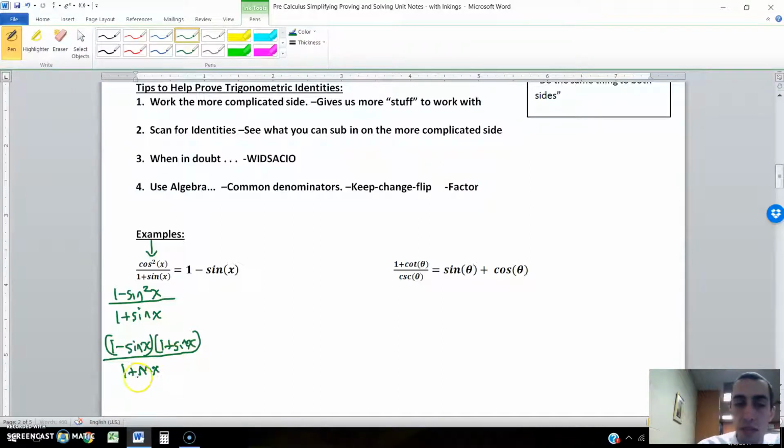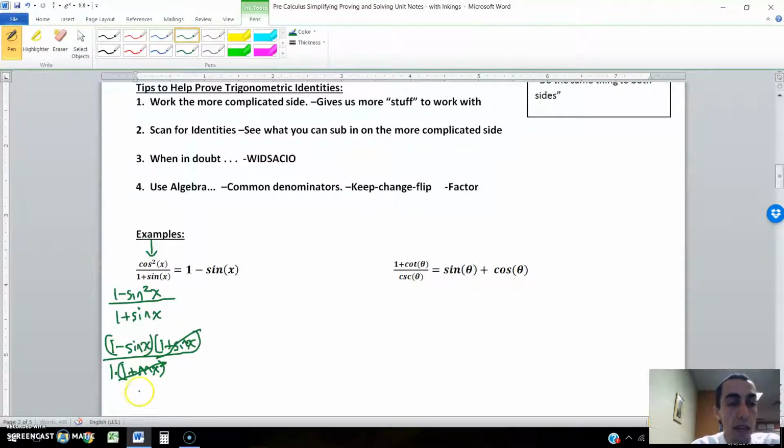A few of you might be saying, well, that bottom doesn't look like it's in factored form. You said earlier it wasn't. Well, then let's factor a 1 out of the bottom. Okay, that would be 1 times 1 plus sine of x. Distributive property, it equals what we started with. So that checks.